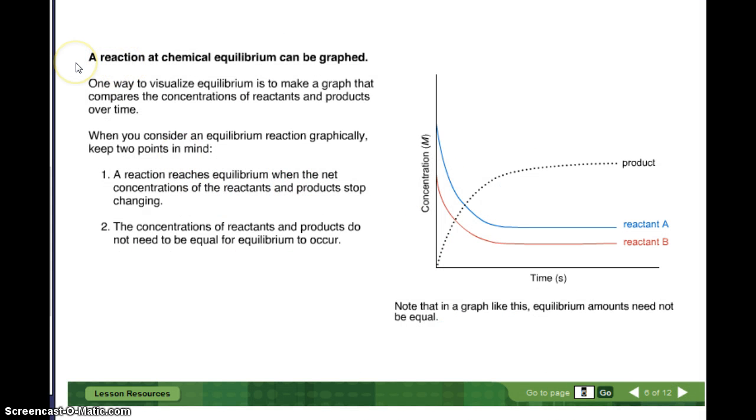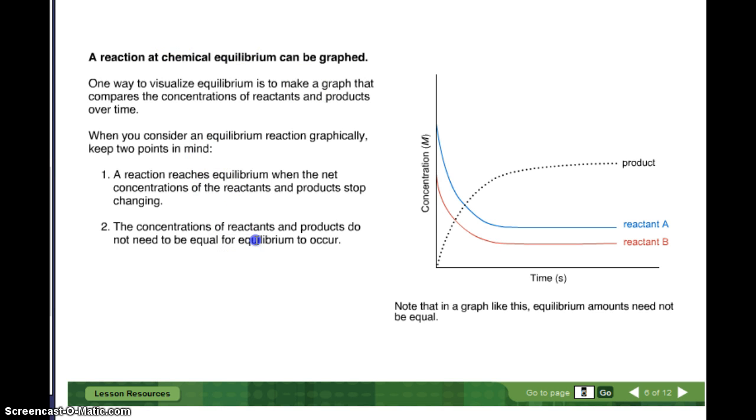A reaction at chemical equilibrium can be graphed. One way to visualize equilibrium is to make a graph that compares the concentration of reactants and products over time. When you consider an equilibrium reaction graphically, keep 2 points in mind. Number 1, a reaction reaches equilibrium when the net or total concentration of the reactants and products stop changing. 2, the concentrations of reactants and products do not need to be equal for equilibrium to occur.